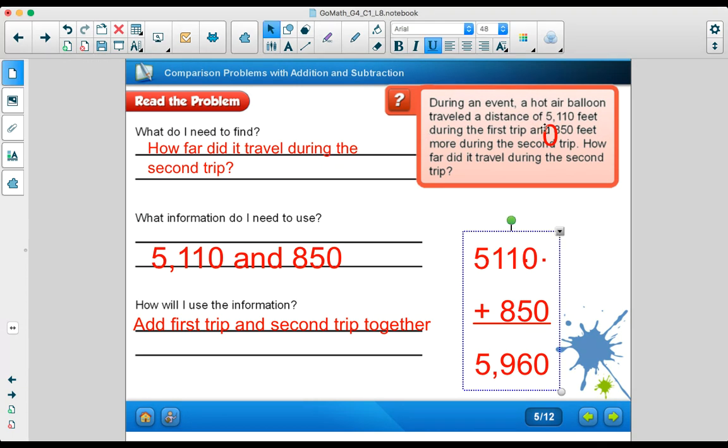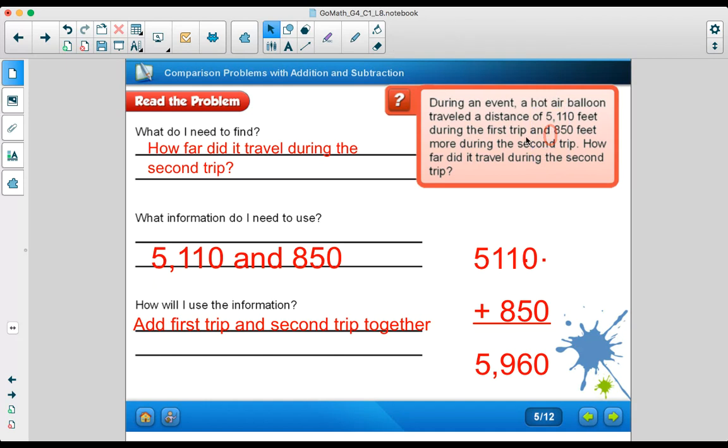Okay, let's read the problem. During an event, a hot air balloon traveled a distance of 5,110 feet during the first trip and 850 feet more during the second trip. How far did it travel during the second trip? Well, let's see. What do I need to find? I need to find this. How far did it travel on the second trip?